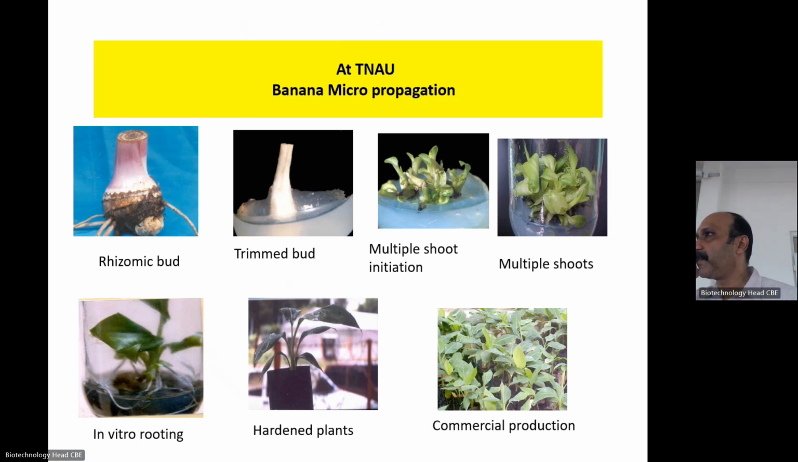What you see. Right? So you get multiple shoots. Stage 0 is the selection, then sterilization and all those, then inoculation into the media. Then stage 2, multiplication of the shoots. Stage 3, in vitro rooting. Then stage 4, the commercial production, the hardening. Right? So you have 5 stages, from 0 to 4.